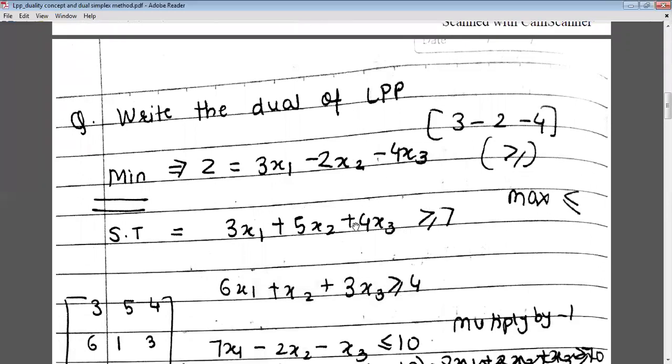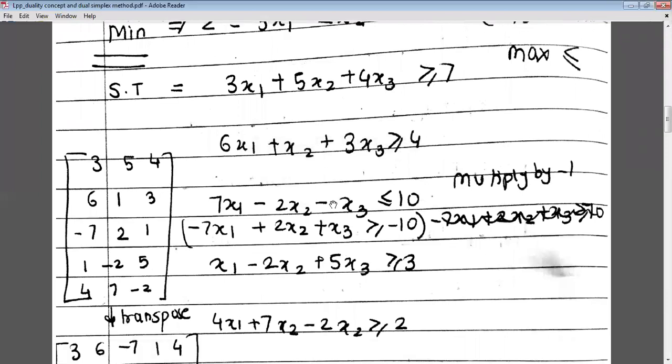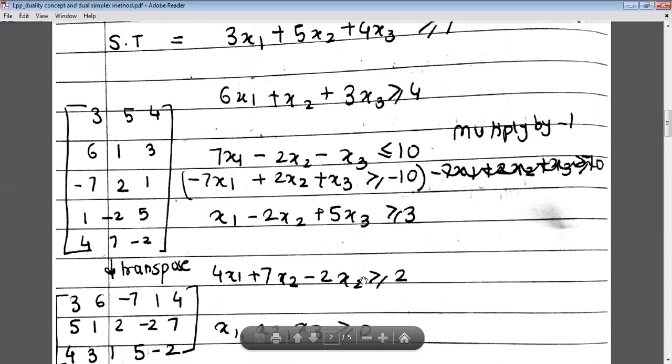Now the subject to constraints, there are how many constraints here? In total, there are how many constraints? Okay, so there are 1, 2, 3, 4, and 5 constraints. So subject to 3x1 plus 5x2 plus 4x3 greater than or equal to 7, 6x1 plus x2 plus 3x3 greater than or equal to 4, 7x1 minus 2x2 minus x3 less than or equal to 10, x1 minus 2x2 plus 5x3 greater than or equal to 3, and 4x1 plus 7x2 minus 2x3 greater than or equal to 2, x1, x2, x3 greater than or equal to 0.